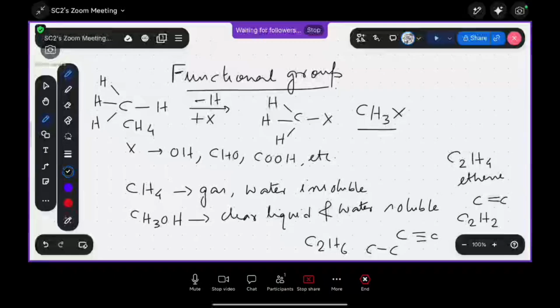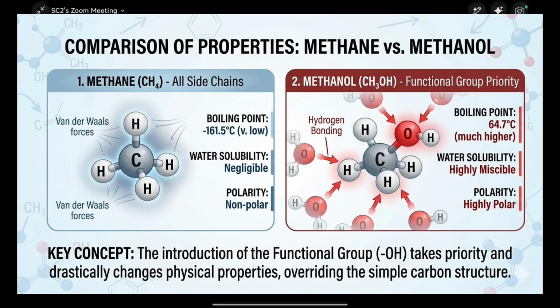parent hydrocarbon. For example, in this reaction, the parent hydrocarbon is CH4. Parent hydrocarbon means the hydrocarbon from which the other compound is generated, the hydrocarbon whose hydrogen atom is replaced with another atom so that a new compound is generated. CH4, methane, under normal conditions at room temperature, is a gas and is completely insoluble in water. It does not dissolve in water.